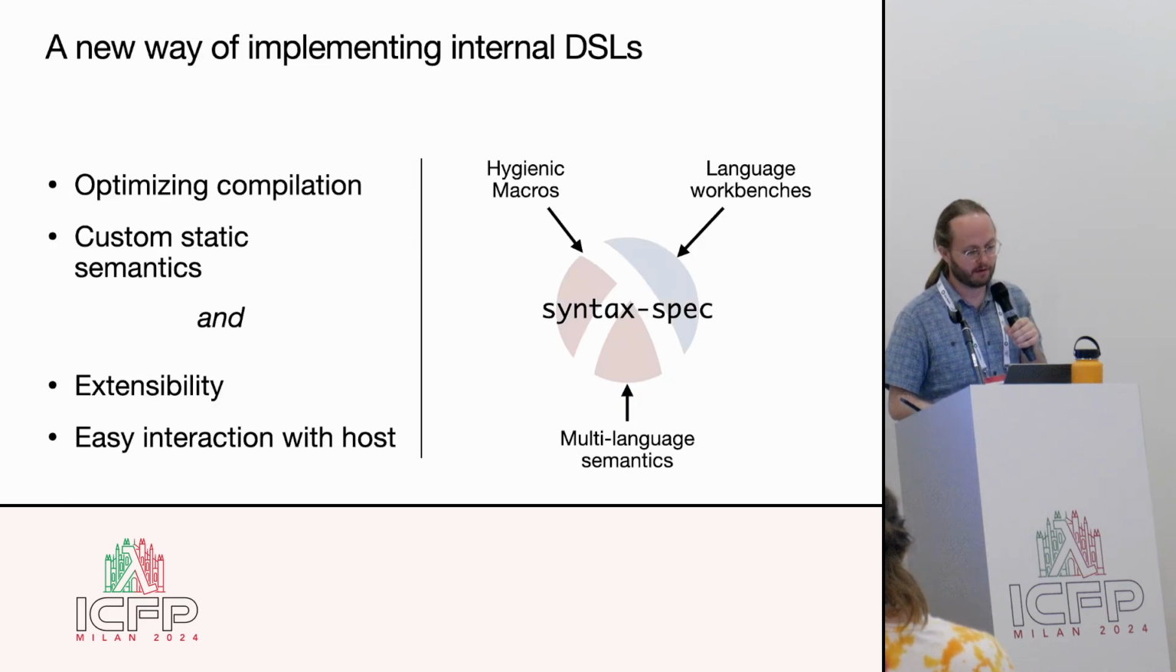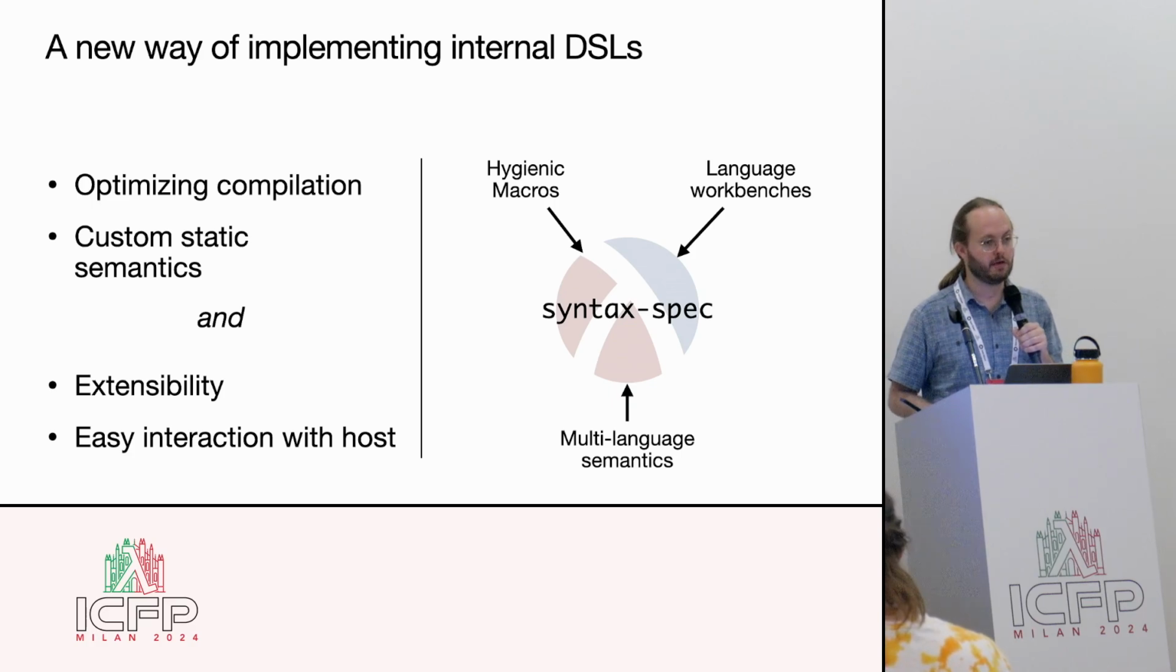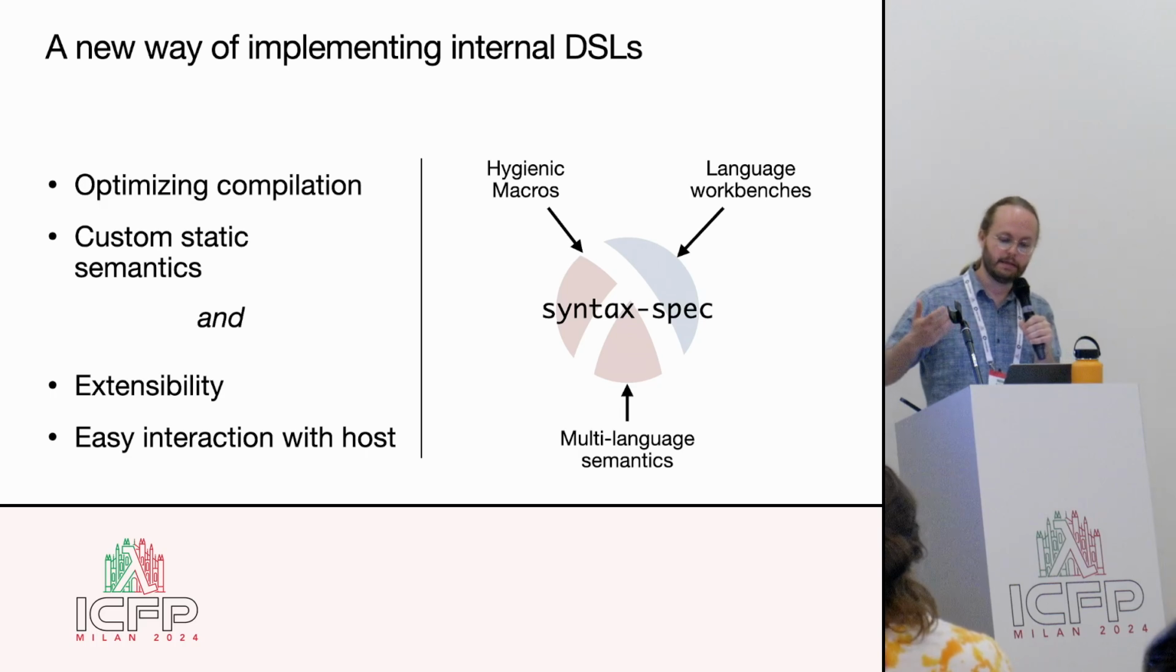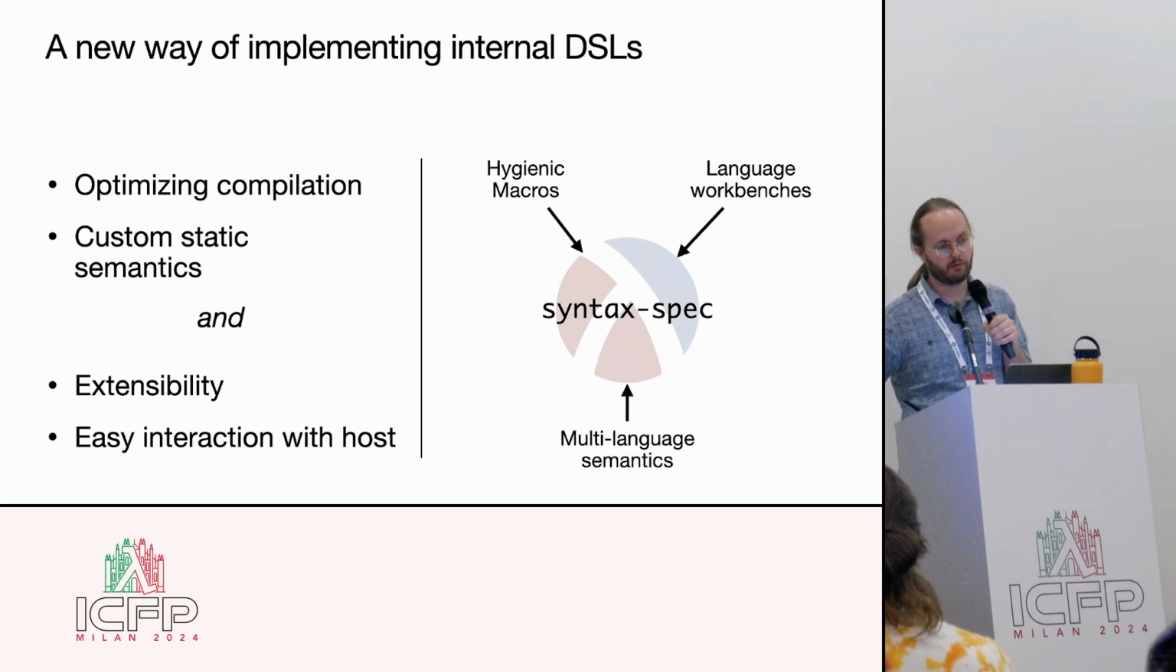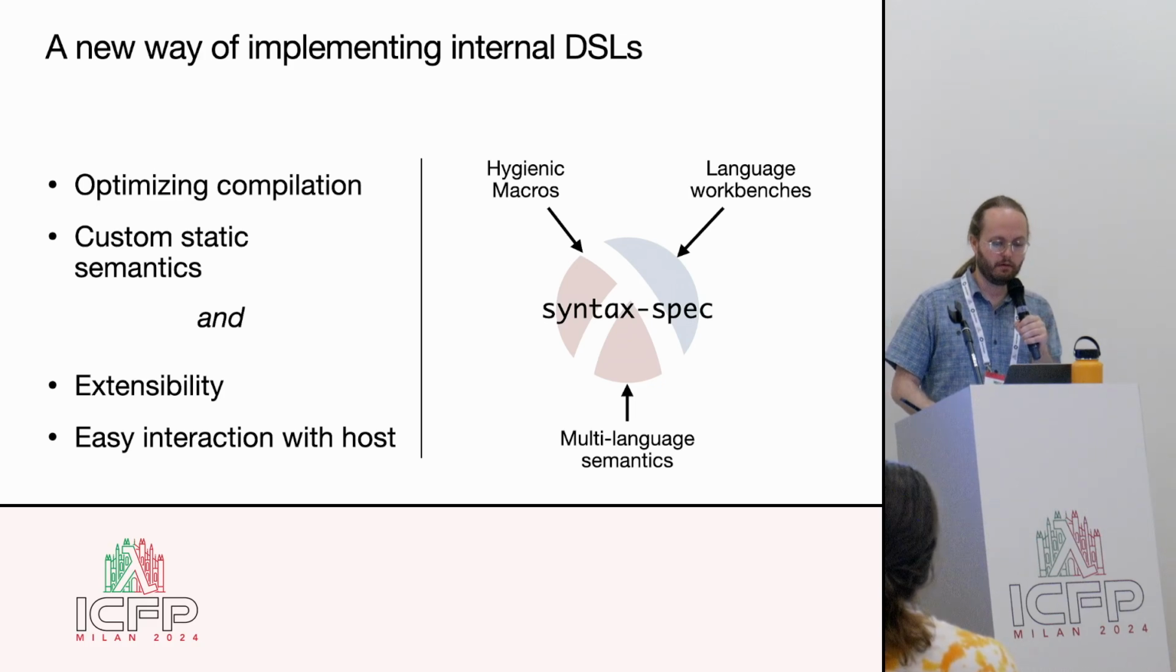So we have a new approach where we get all four of these things at the same time. And the way we do it is with a new kind of macro system. In particular, the implementation of that macro system in Racket is called syntax-spec. And it combines Racket's conventional hygienic macros with specifications of languages with language workbench style meta-languages, and some ideas from multi-language semantics about how to create the connection between the DSL and the host language.